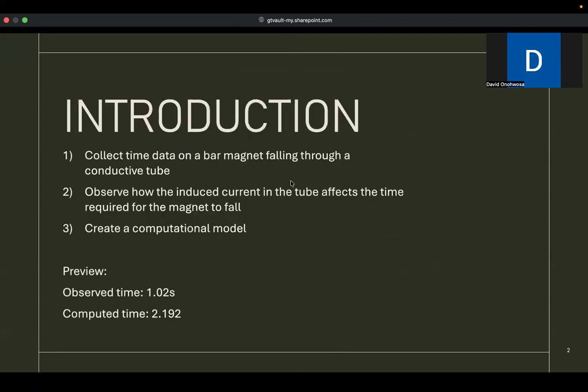Okay, so for our introduction, in this lab, we wanted to collect the time data on a bar magnet falling through a conductive tube, observe how the induced current in the tube affects the time required for the magnet to fall, and then finally create a computational model. For a quick preview of the results, the observed time I got was 1.02 seconds, and the computed time was 2.192.